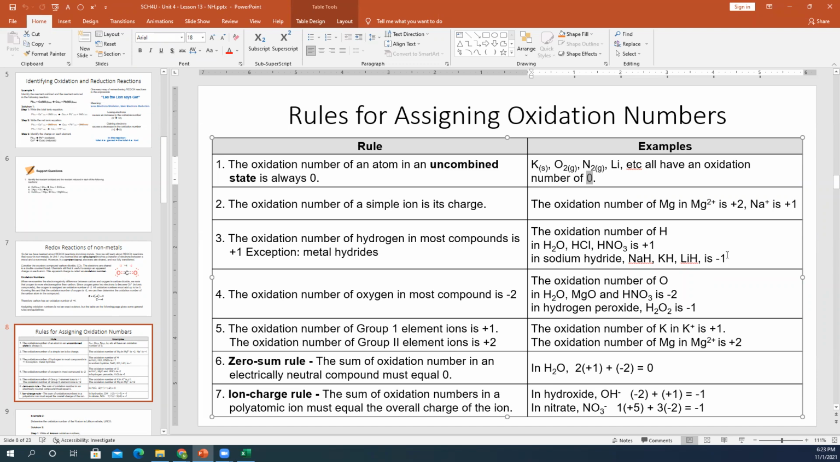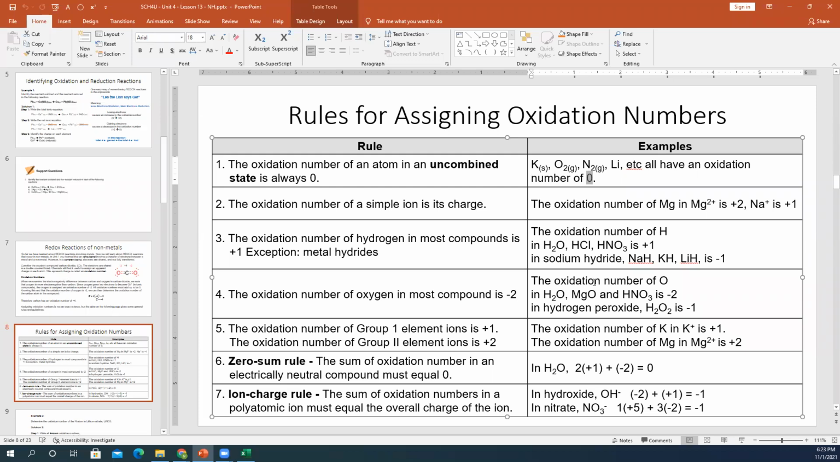Once you get to do some practice, you will remember these rules. It's like solving a puzzle, a numeric puzzle. If you remember these rules, then you can go ahead and apply them, and you'll know how to do it. Rule number 4 is that the oxidation number of oxygen in most compounds is -2.